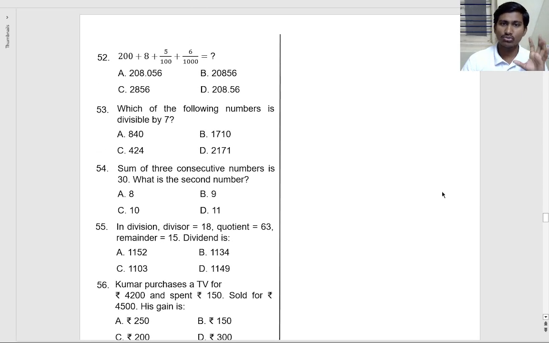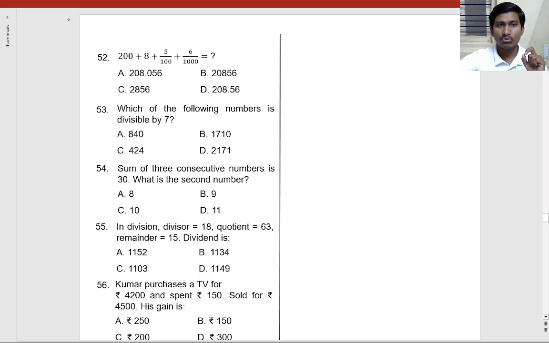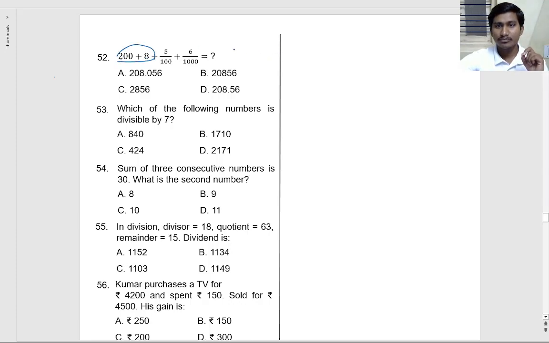Okay, so now let us do the 52nd question. We have to write this in decimal form. If you see, 200 plus 8 is 208 point, here 5 divided by 100, so 2 decimal places, 0.05. And here 6 is divided by 1000, there is the thousandths place, so 6 will be in the thousandths, that is 3 zeros means 3 decimal places, so 0.006. Okay, or if you want to do it in the long form, you can do it this way.